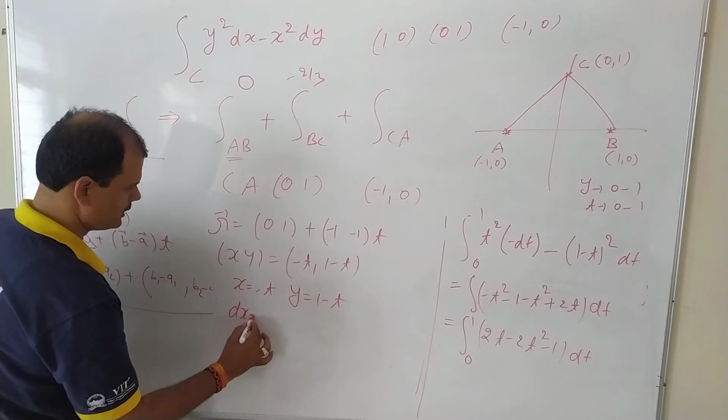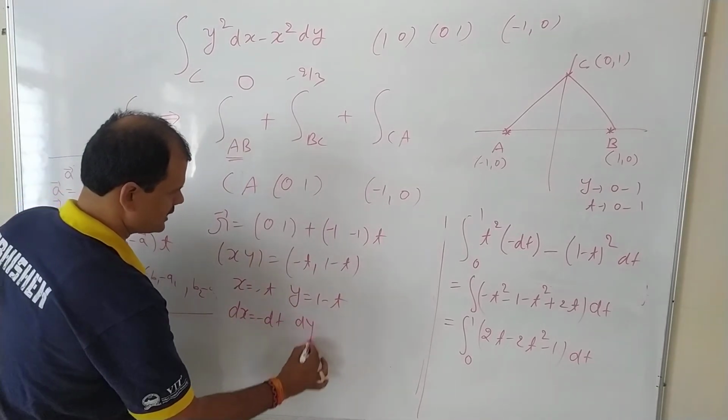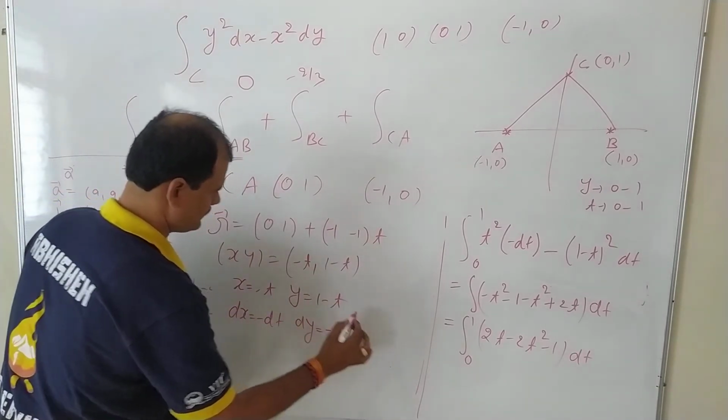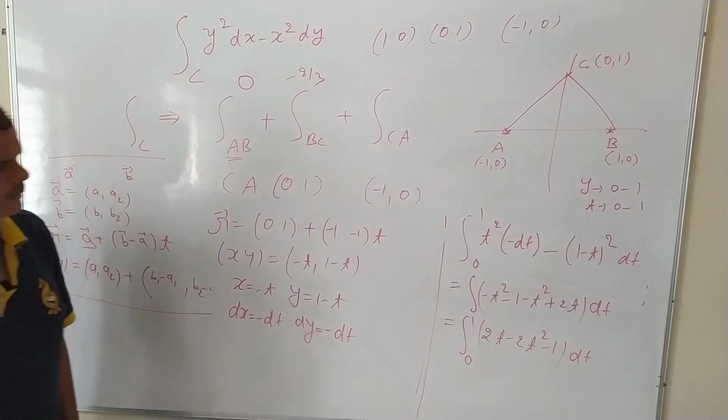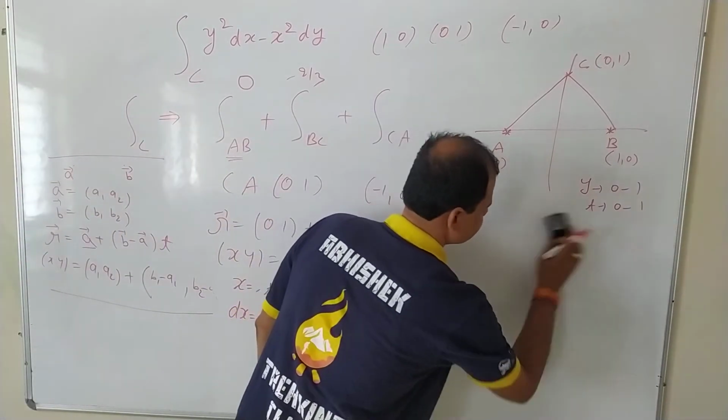So your dx will be minus dt and dy will be minus dt. Fine. Your dx will be minus dt and dy will be also minus dt. Fine. Now what is that integral? Let us see.